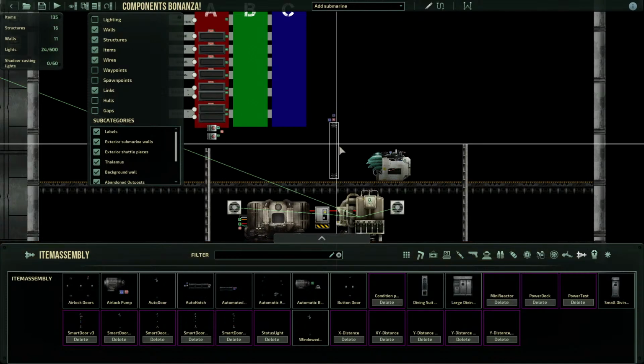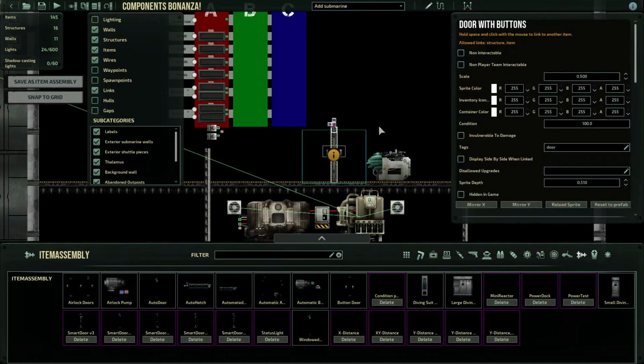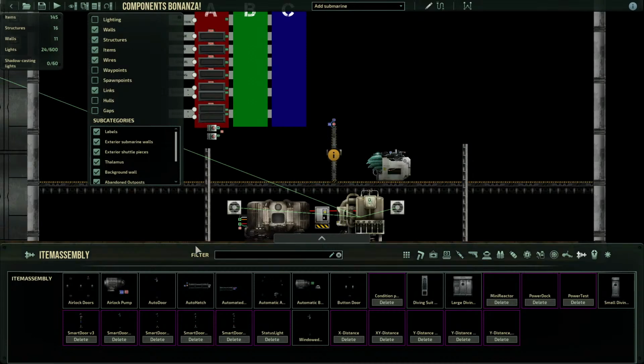I'm going to put an auto door just in the middle here because it doesn't matter if it's connected to anything. I just want the door. Auto door. Okay, so this is just your standard door. We're going to rewire this to be a motion sensing door.